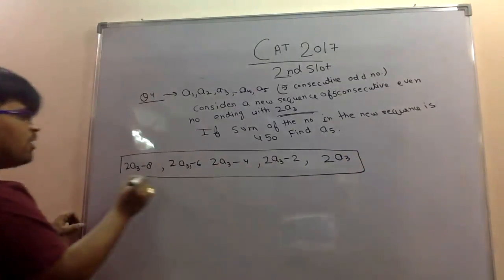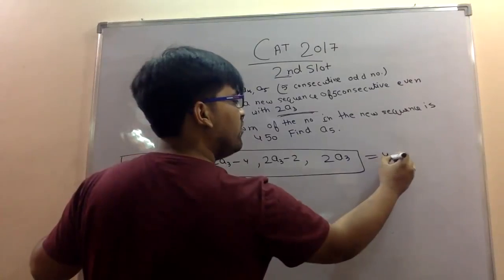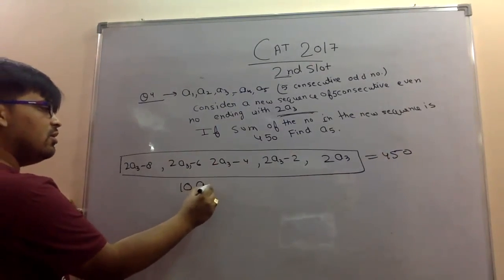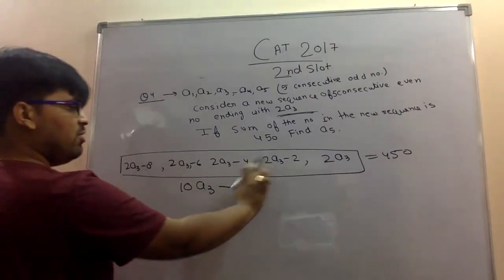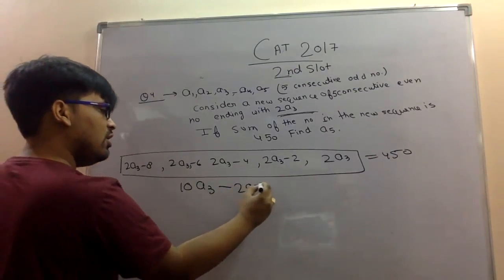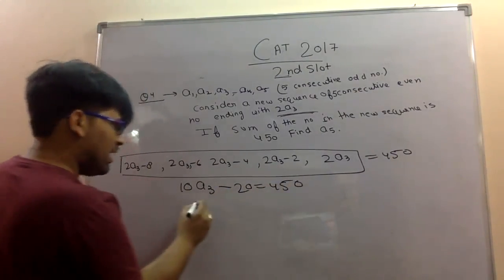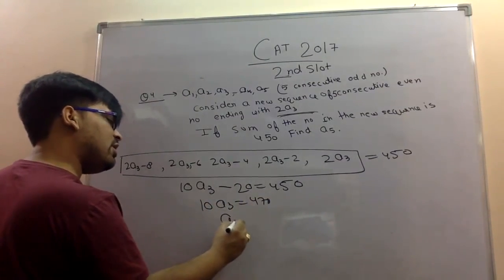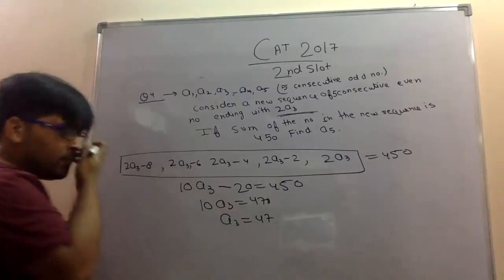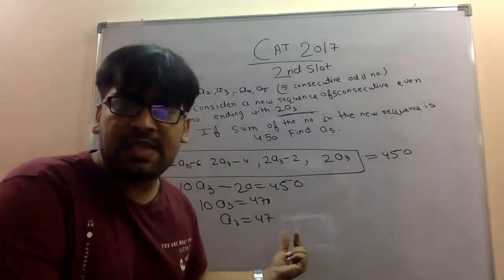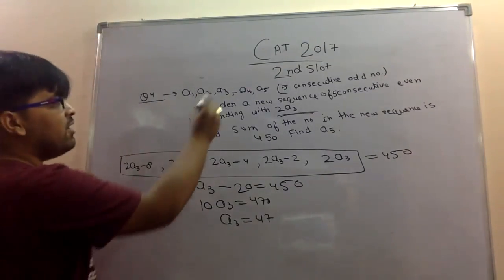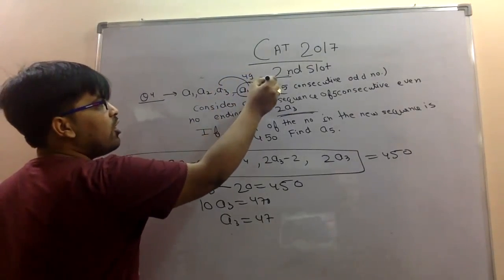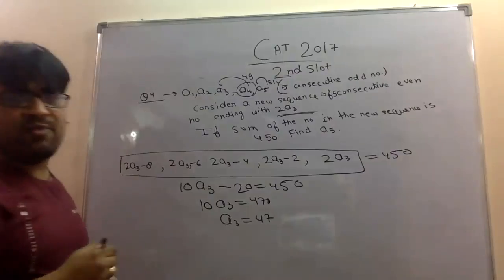Sum of these 5 numbers is given as 450, right? So that will be 10a3 minus 20 is equal to 450. So that will be 10a3 is equal to 470. So what is the value of a3? 47. Your a3 has come out as 47. After 47, the next odd number will be 49, and the next odd number will be 51. So a5 will be 51.